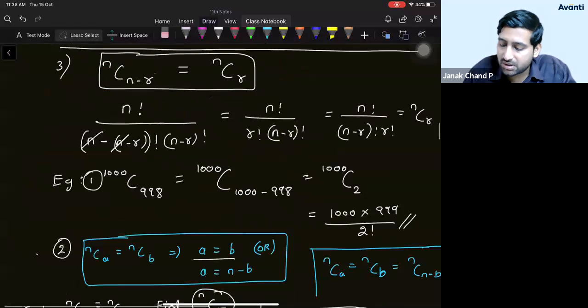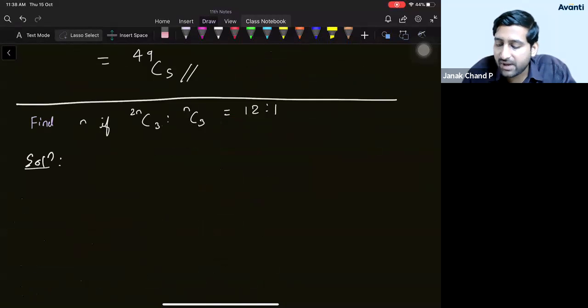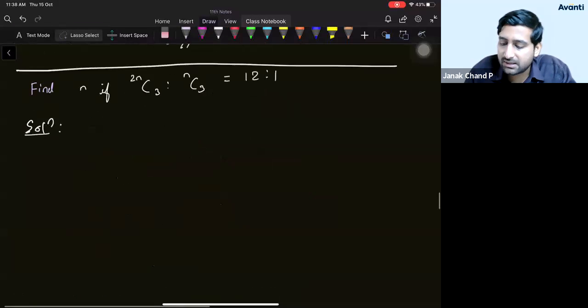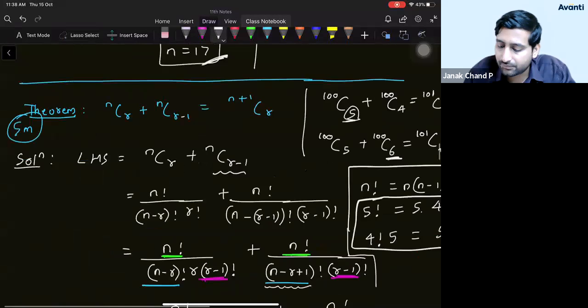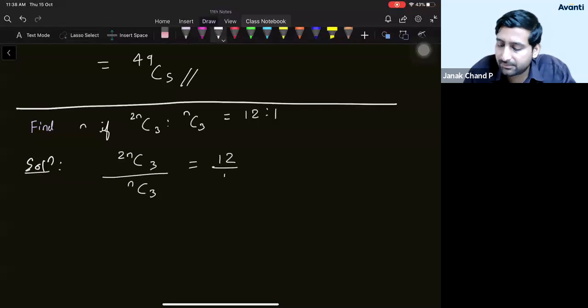Now coming back to this question, students, as I told you, I have discussed this in nPr also. If the value of r is known, then you can just use the first formula. If the value of r is not known, use the second formula. Since the value of r is known, this is nothing but multiplication of three numbers. So you can just use that. First of all, this can be written as 2nC3 divided by nC3, that is equal to 12 by 1.